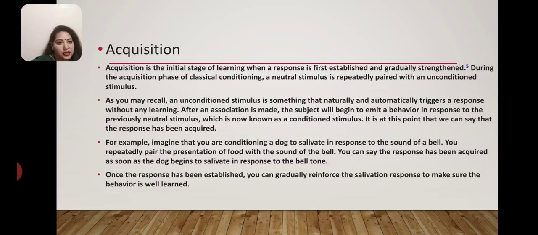After the association is made, the subject will begin to emit a behavior in response to the previously neutral stimulus, which is now known as a conditioned stimulus. It is at this point that we can see that the response has been acquired. For example, imagine that you are conditioning a dog to salivate in response to the sound of a bell. You repeatedly pair the presentation of the food with the sound of the bell.